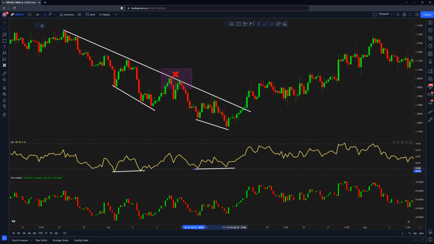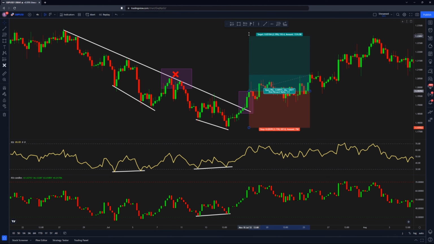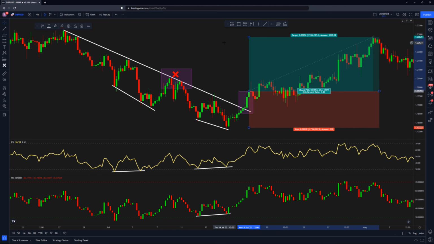Again, price created a new lower low and the RSI indicator created a higher low. Also, this is very important, the price broke through the trend line with huge momentum. You can put a buy trade here. This is how we use regular divergence in trading.